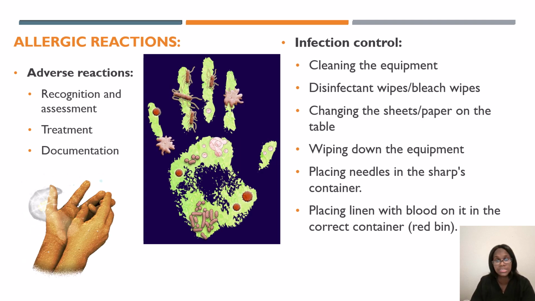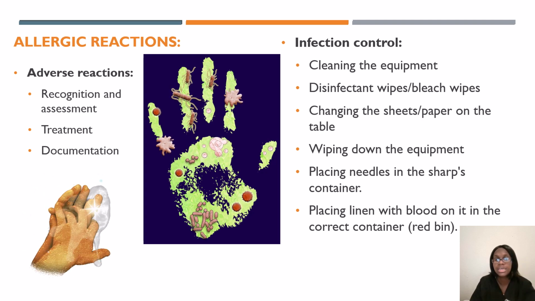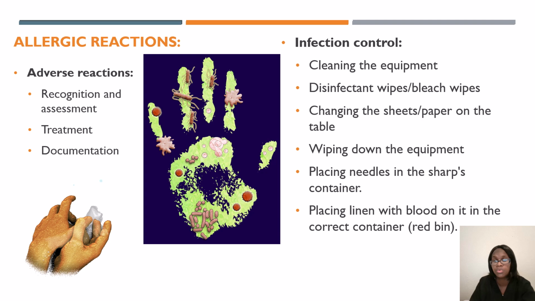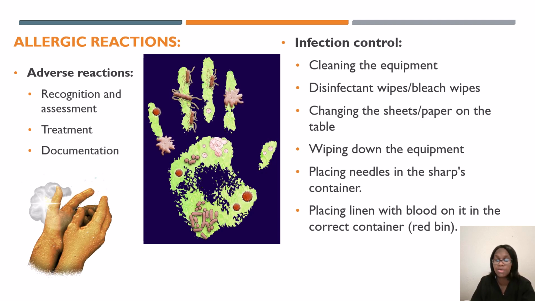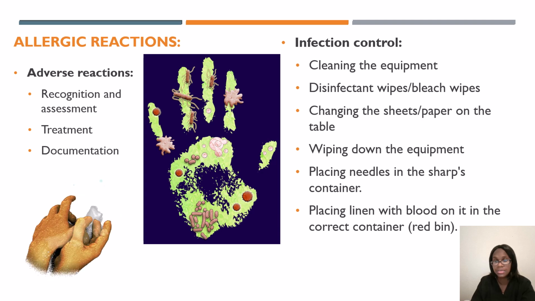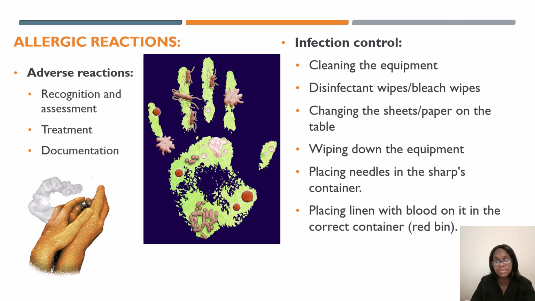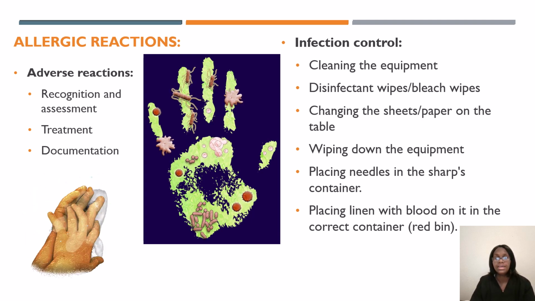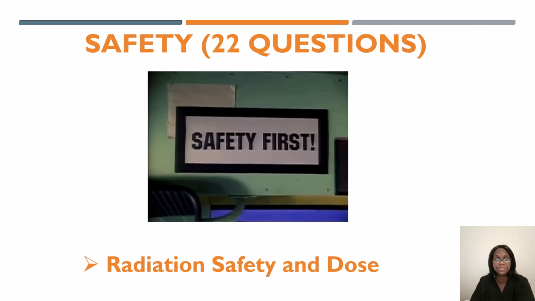It's called pre-medication. So now for your infection control: cleaning the equipment, making sure that you're using disinfectant wipes, when to use bleach wipes, changing the sheets, paper on the table, wiping down the equipment, placing needles in the sharps container, placing the linen with the blood on it in the correct container, the red bin. How long do you have to wash your hands for? Also know that information. So we're done with patient care.